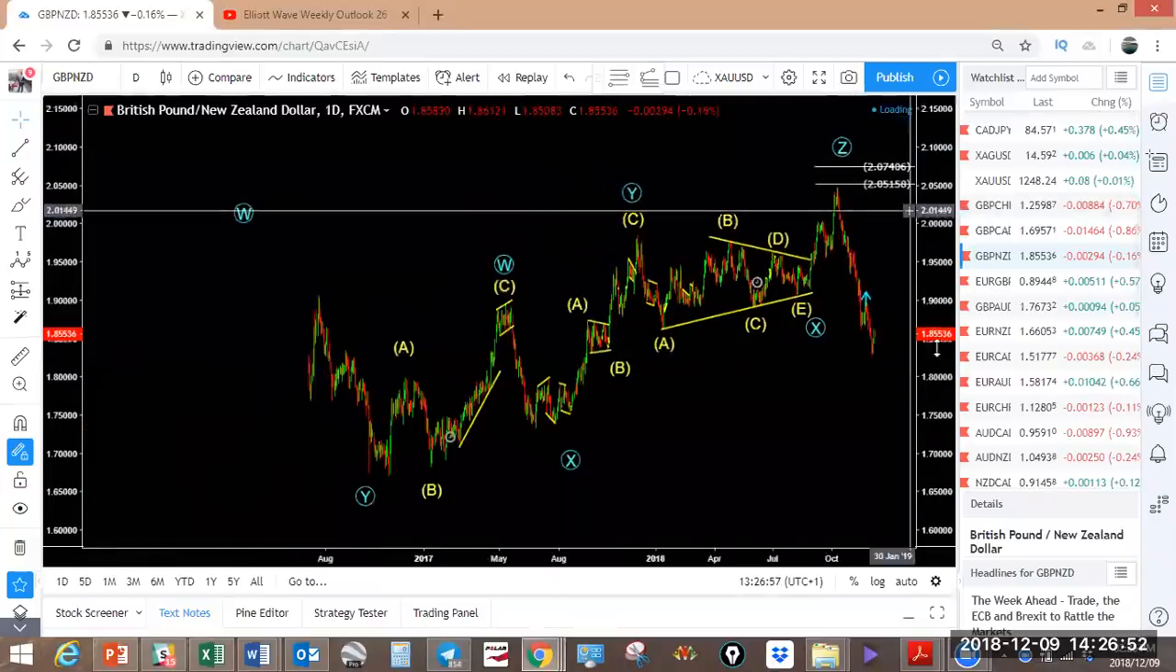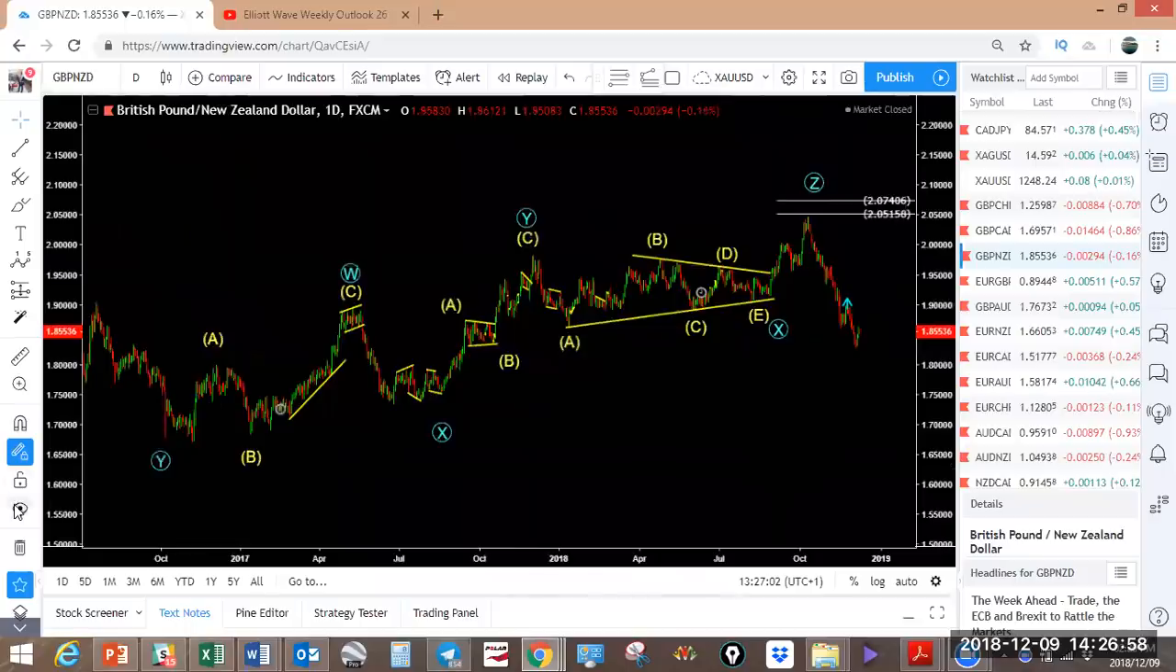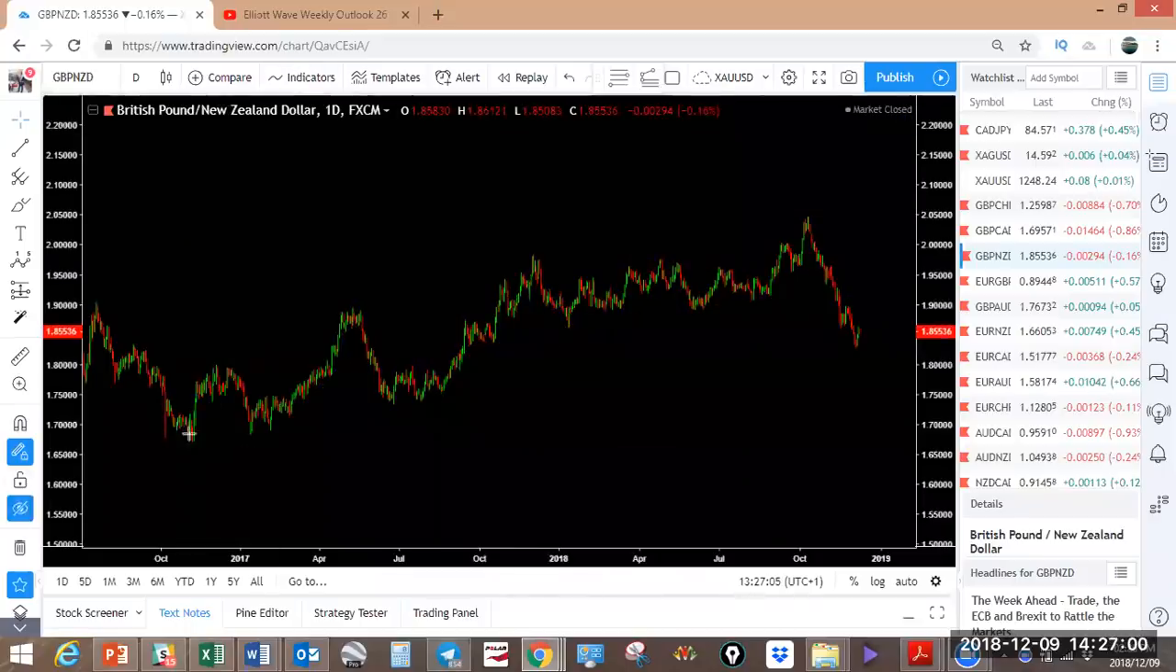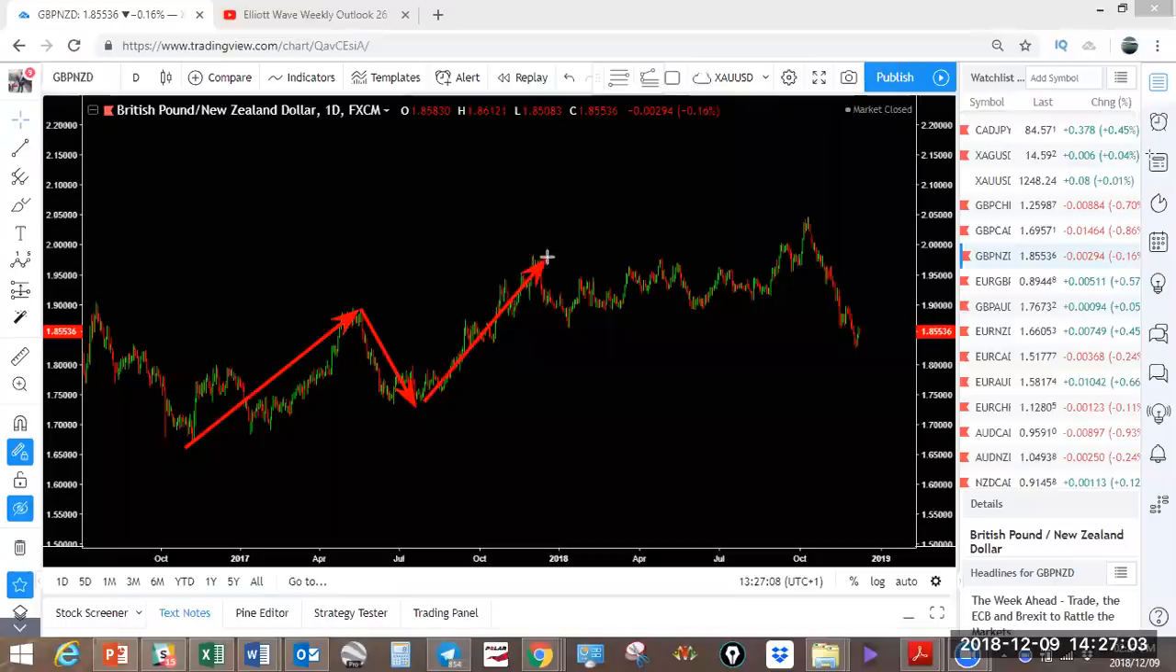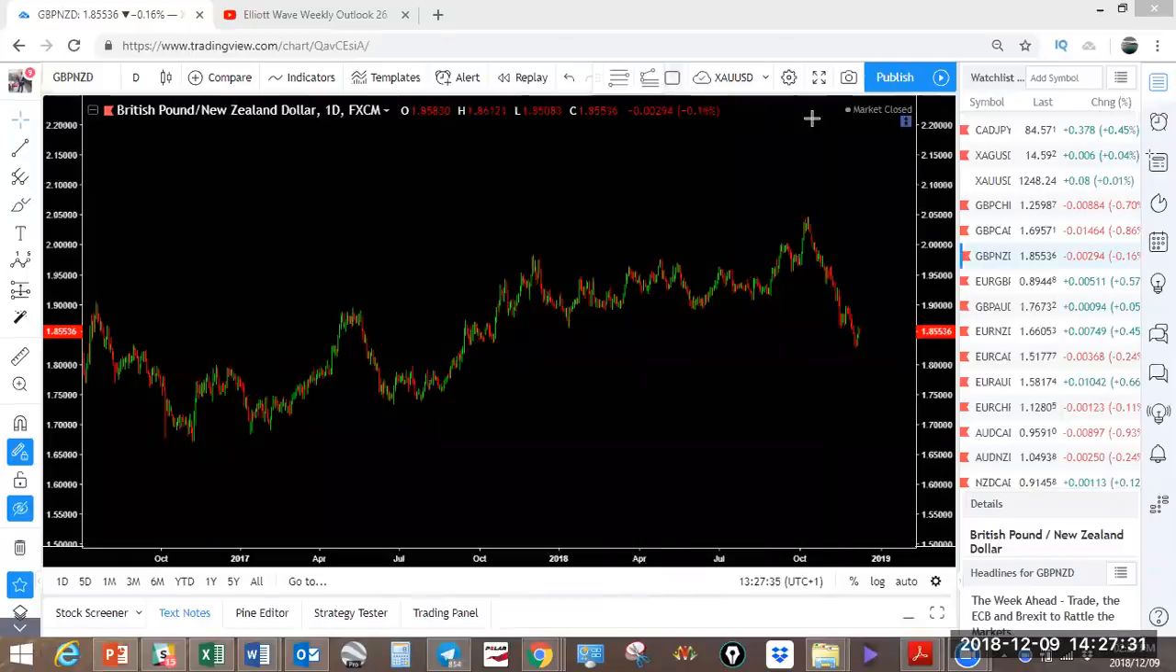Now this is the structure that looks very clear. All right. And as you can see here, you've got a clear 1, 2, 3 triangle, and then a 5 WXY XZ move. W, X, Y, X. Your X was a triangle here, the second X was a triangle, a Z. As far as the rules are concerned, you can only have a triangle on a 5-wave move like this on the second X. You can't have it in the first X. So all rules ticked.